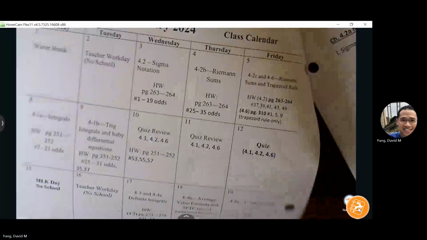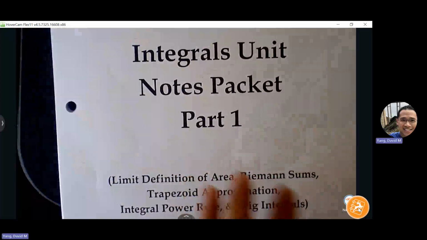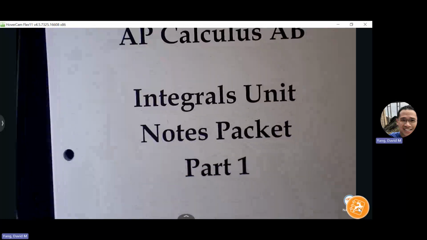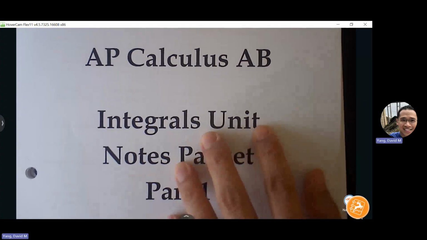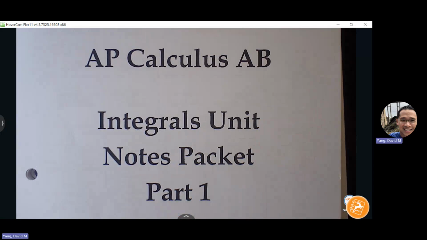Now I'm still trying to figure out how to transition to the new textbook. Right now, we're still using the old textbook. I just feel more comfortable with it, at least this semester. I will send out a link to what I want to show you in a second, but I just want to point this out to you.